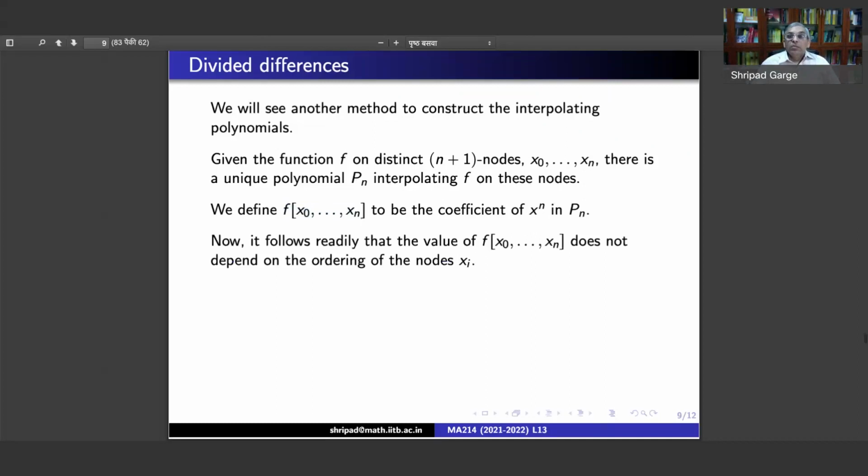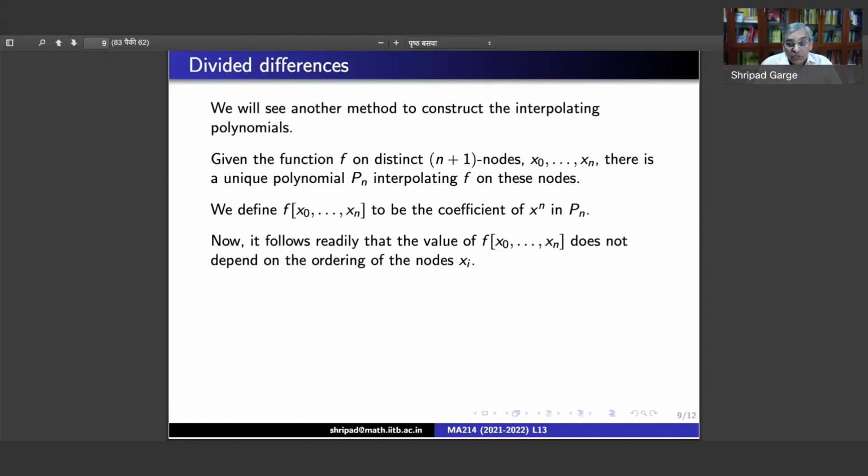If your polynomial was of degree smaller than n, then this coefficient is going to be 0. That is okay for us. Having the coefficient be 0 is also okay. We are not bothered too much about whether this coefficient is 0 or non-zero. What we need to see is that once you have Pn defined uniquely by the given data, then pluck the coefficient of x power n in that and write that down as f[x0, ..., xn] with these square brackets.